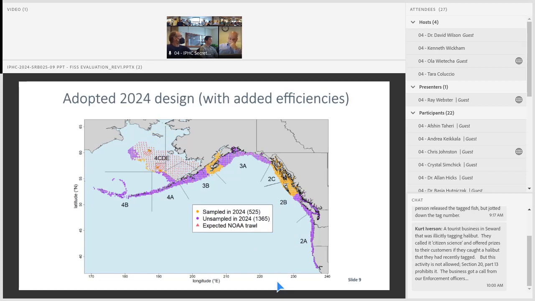The adopted 2024 design was scaled back a lot, and I believe you've seen this already. We sampled essentially the revenue positive parts of 2B and 2C, at least we thought that's what they were at the time, and 3 charter regions in 3A and 3B. But the commissioner also directed us to add the southern 4CDE and island stations, which gave us some information in that region, which we haven't had for a couple of years.